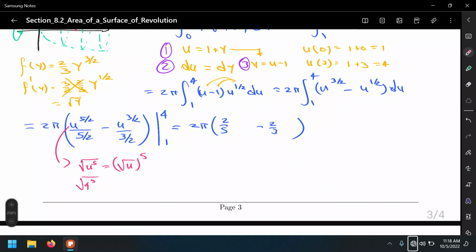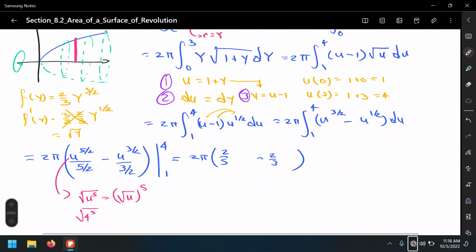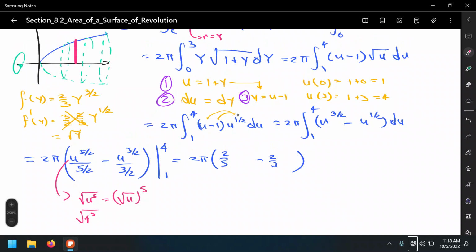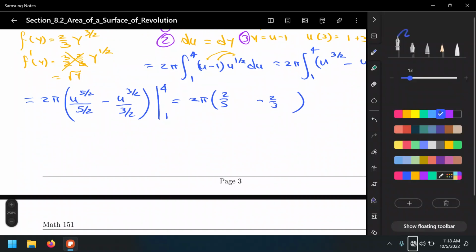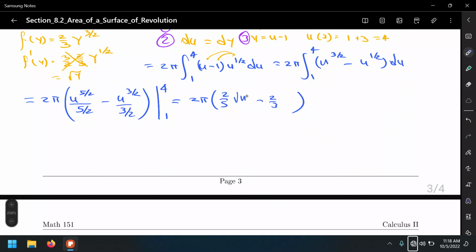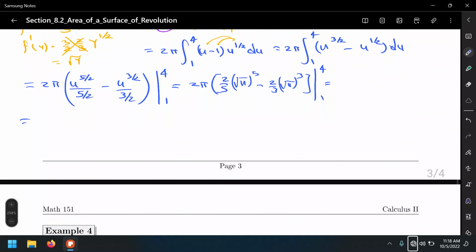Yes? So that's what we did when we had y times the square root of 1 plus y. If we rewrite it as y times 1 plus y to the 1/2, and we should do the y that way. Yeah, that's essentially what I did later. I wrote it to the 1/2 and then distributed. Okay. And so we're going to go with the second version in this case. So that's going to be the square root of u to the 5th power, the square root of u to the 3rd power, and evaluate it from 1 to 4. Well, I'm not going to give it enough space. Okay, let me continue here. So that's 2 pi.